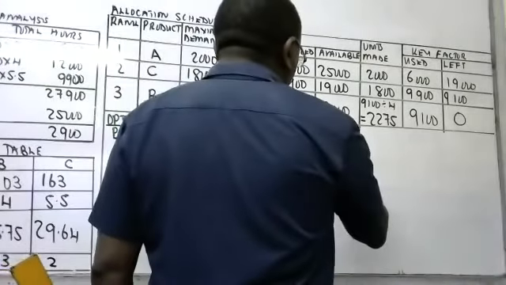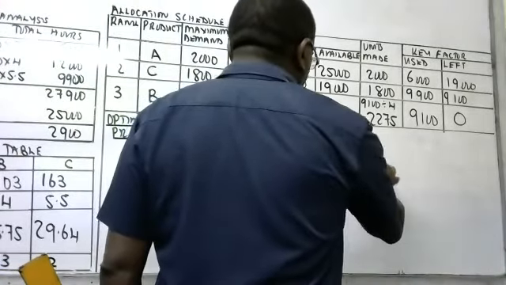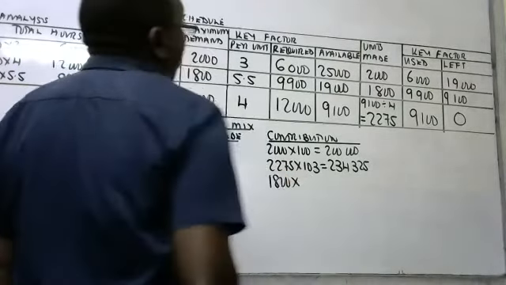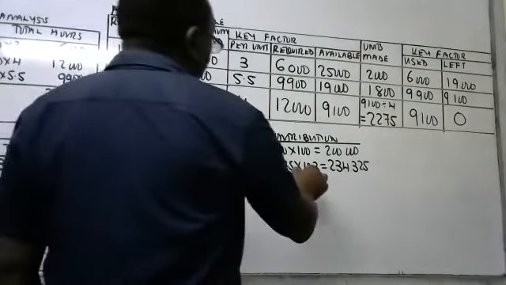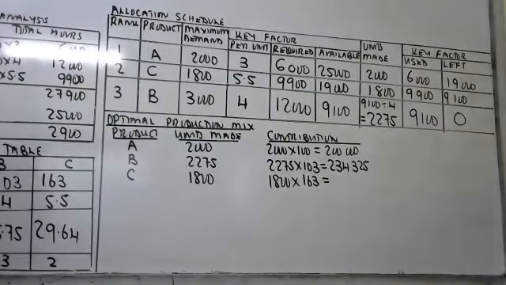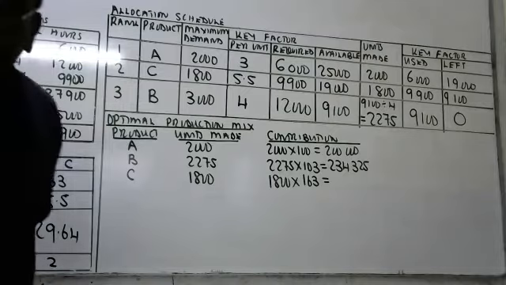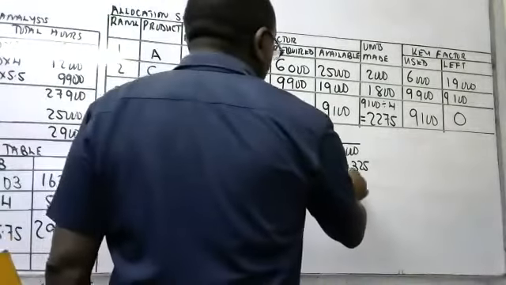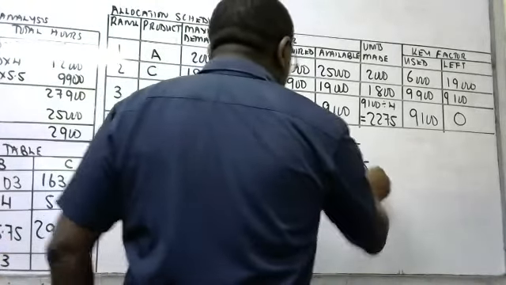$234,325. Then this 1,800 multiplied by 163 gives $293,400.